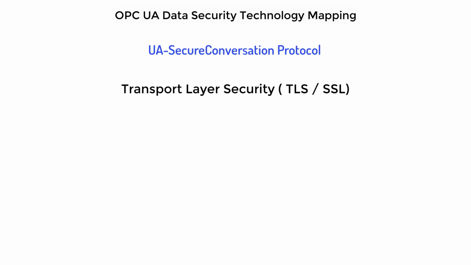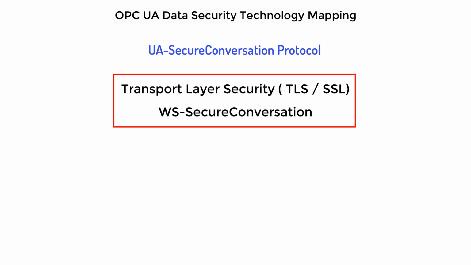The answer is that when the OPC UA specification was being put together, there were existing encryption technologies such as WS Secure Conversation and the transport layer security. And these could have been directly adopted for mapping to OPC UA service requests, but there were some requirements that were unique to OPC UA that these did not fulfill. Hence, the Foundation took features from both technologies and combined them to come up with the UA Secure Conversation Protocol.